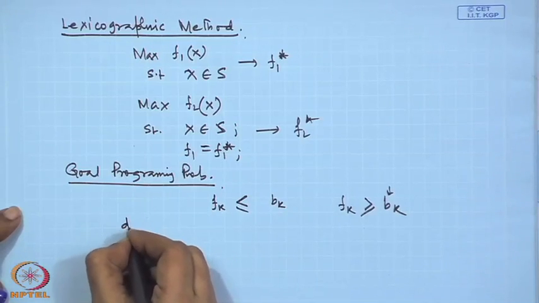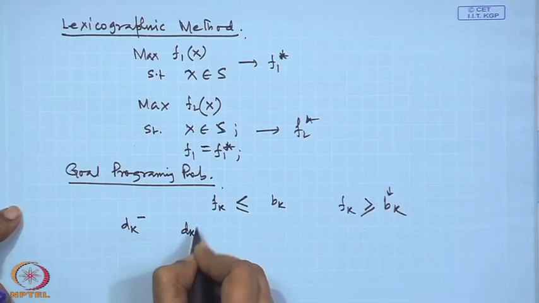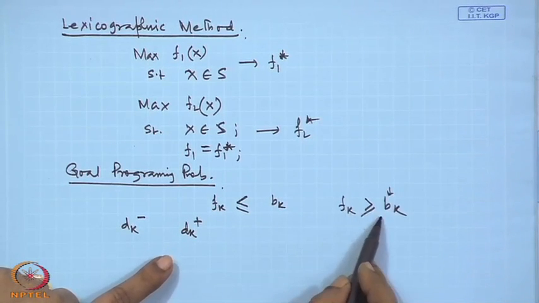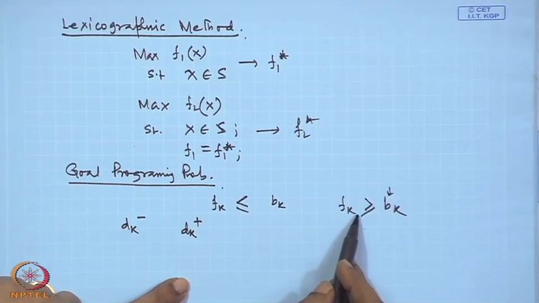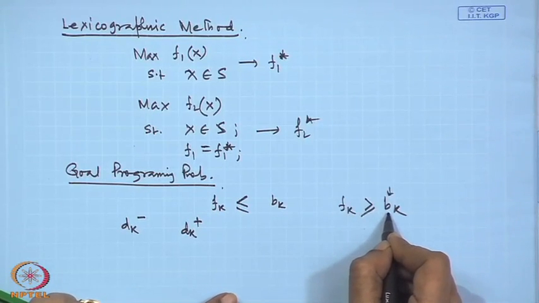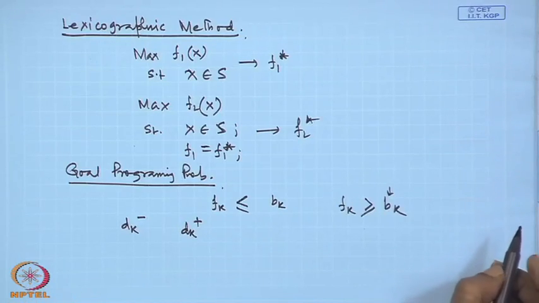How is it done? We are including two other variables in the decision process. One is the underachievement value and another one is the overachievement value. That means we do not know whether fk will reach bk, or in other words whether the fk value will be more than bk or less than bk. That also should be allowed in the process, otherwise the methodology will not be flexible.